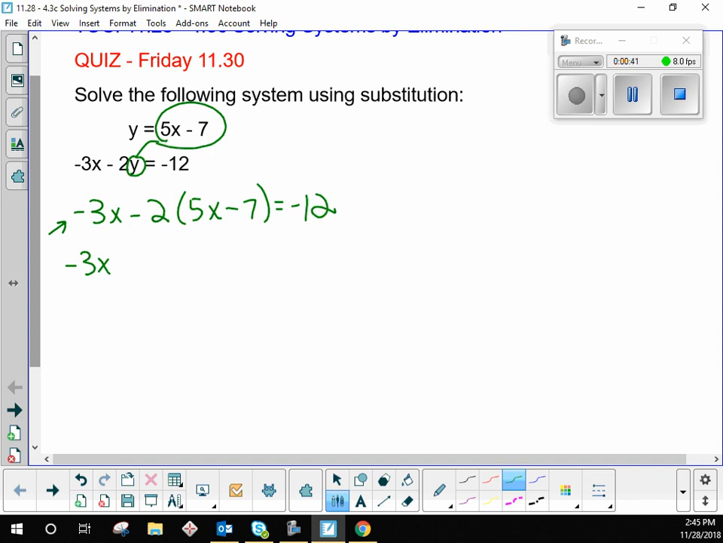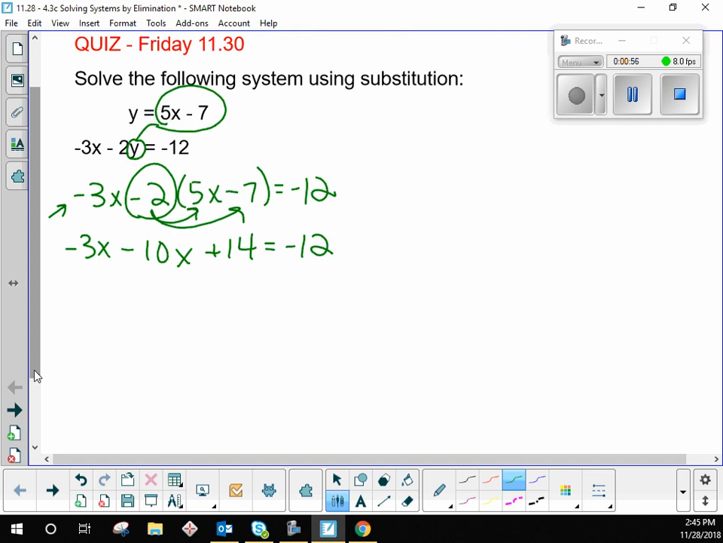I'm going to distribute this 2, but what kind of 2 is that? Negative. So that negative comes along for the ride, there and there. So negative 2 times 5x is negative 10x. Negative 2 times negative 7 is plus 14. And so now on the left-hand side, the x's combine. Negative 3 and negative 10 is negative 13.